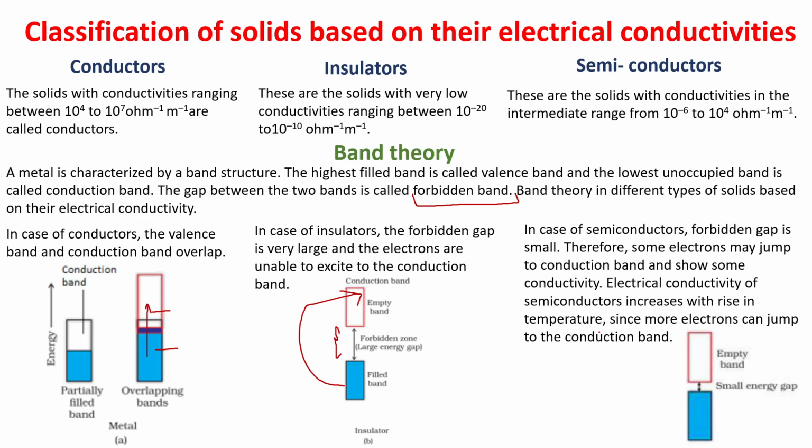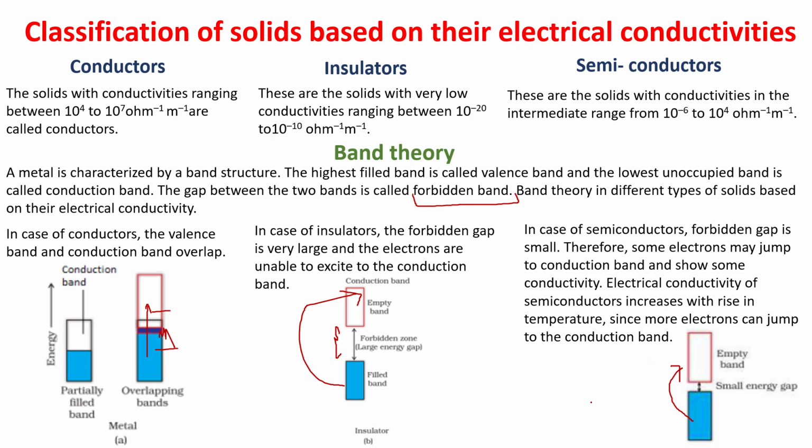While in the case of semiconductors, the forbidden gap between the valence band and the conduction band is smaller than in insulators. That's why some electrons, I am not saying all, as in the case of conductors you saw now, where these bands were basically overlapping, so the movement is very easy. But here the gap is a smaller energy gap, so some electrons may jump to the conduction band and show some conductivity.